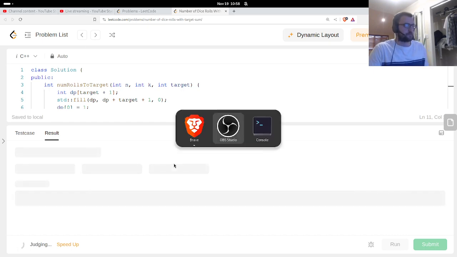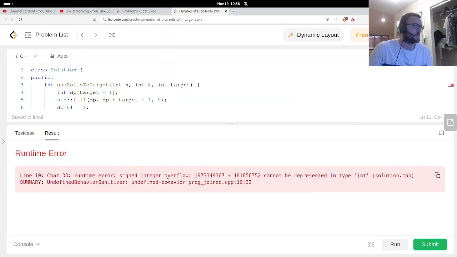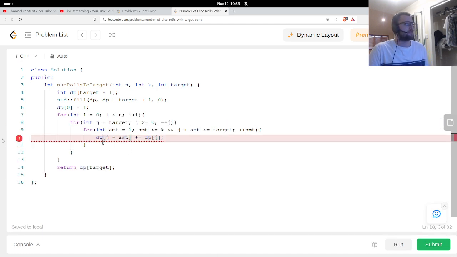How am I doing on time? 7 minutes? Undefined behavior. Oh, take this modulo.